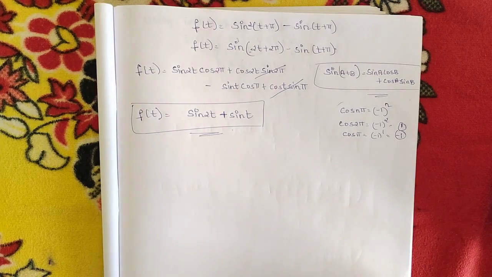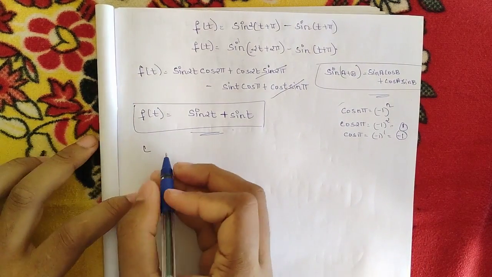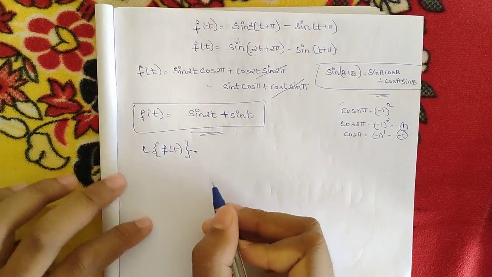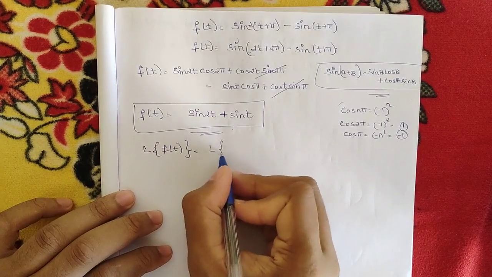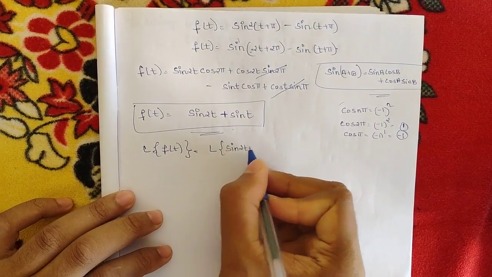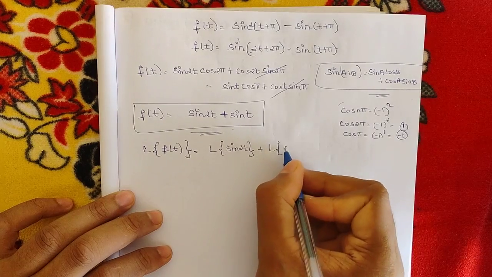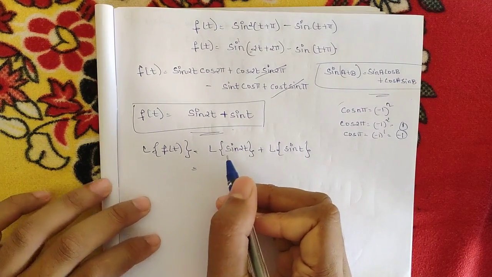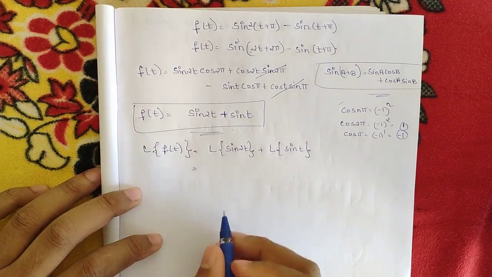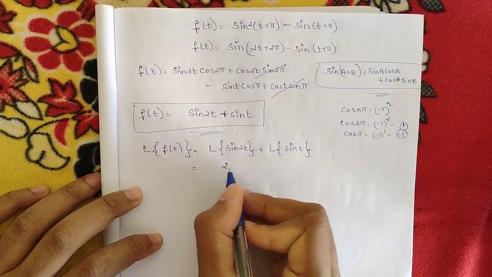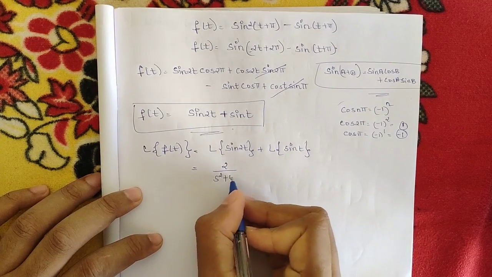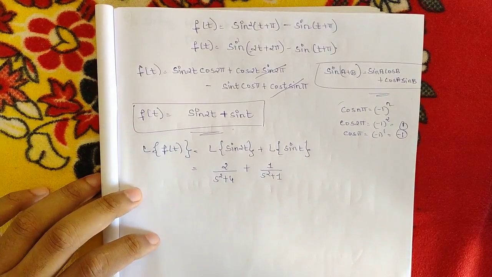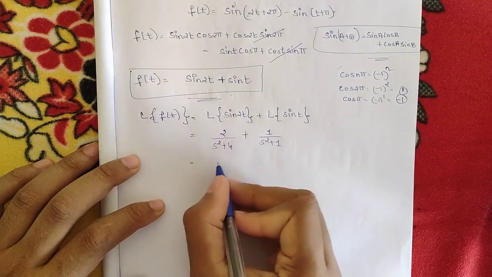Hope you understood how to solve this f of t now. Now you should be taking the Laplace transform L of f of t, which is equal to the Laplace transform of sin 2t plus sin t. We know that the Laplace transform of sin at is given by a divided by s square plus a square, that is, in place of a we are having 2, so 2 divided by s square plus 2 square, which is 4, plus 1 divided by s square plus 1. So take the LCM and solve.